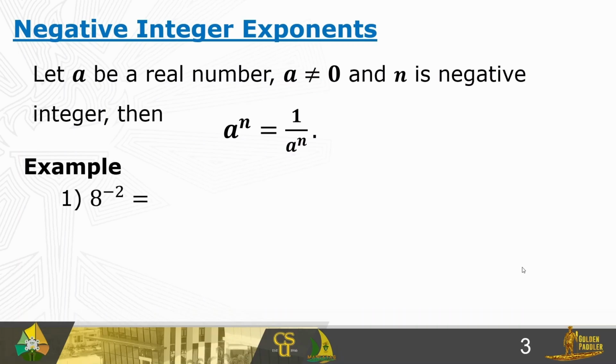For example, 8 raised to the power of negative 2 is just equal to 1 over 8 squared, and multiplying 8 by itself 2 times, so we have 1 over 64.